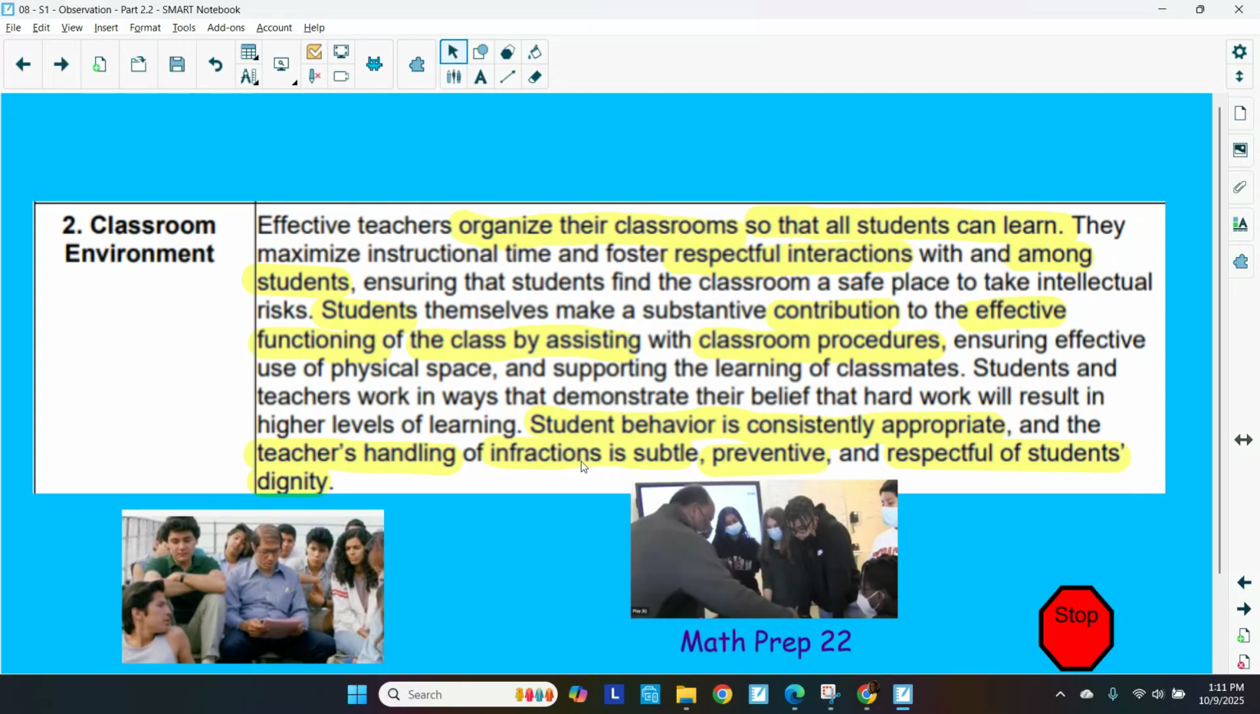And I think this is it. Student behavior is consistent and appropriate, and the teacher's handling of infractions is subtle, preventative, and respectful always to the student with dignity. I see there's Math Prep 22, and there's that scene of the students reading with the teacher.